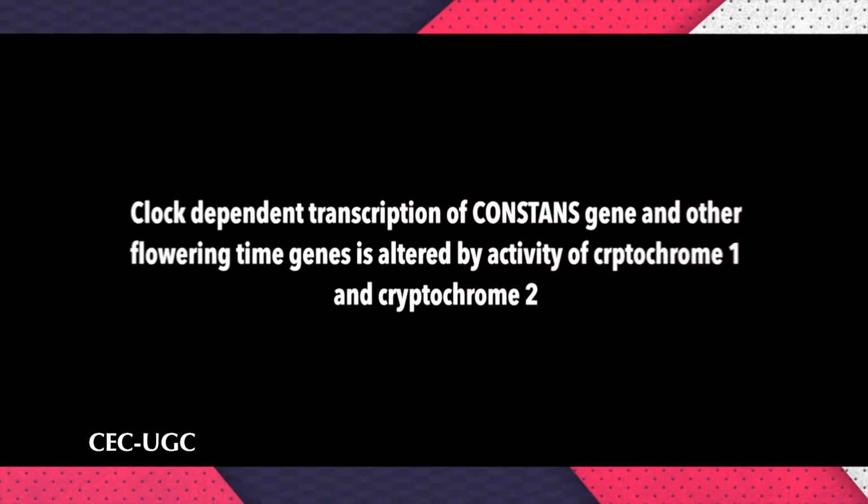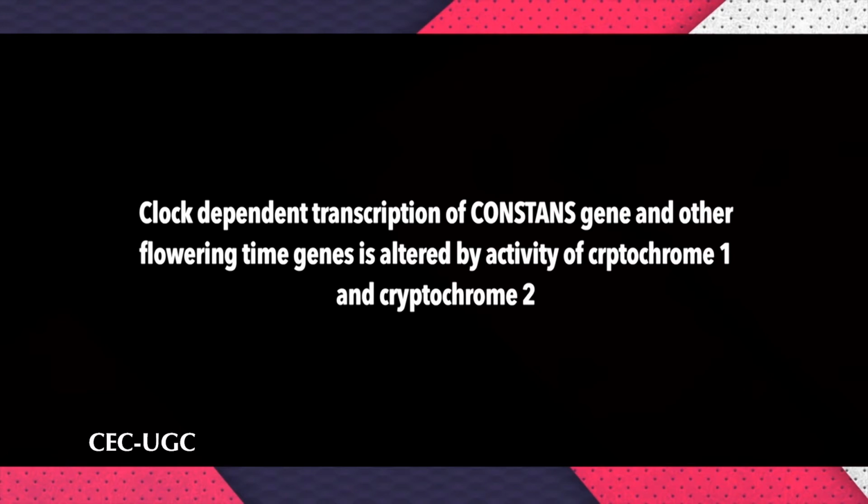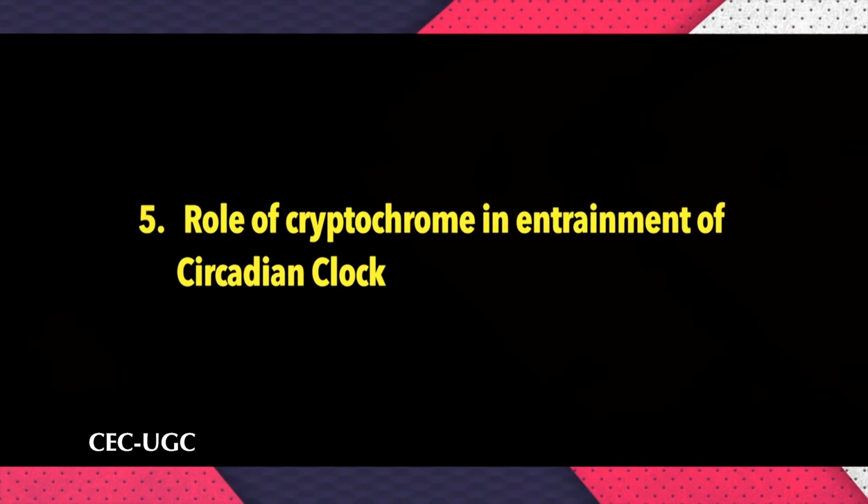For example, the clock-dependent transcription of the CONSTANS gene and other flowering time genes are altered by the activity of cryptochrome 1 and cryptochrome 2. Both CRY1 and CRY2 have also been shown to mediate the expression of microRNA 172. This microRNA has been found to modulate flowering time independently of the CONSTANS protein. Number 5. Role of cryptochrome in entrainment of the circadian clock.